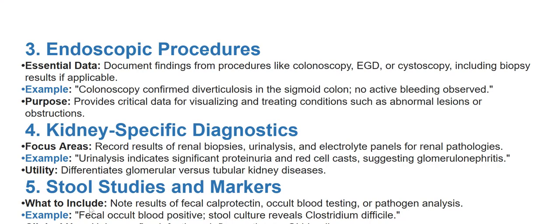Stool studies and markers. What to include: note results of fecal calprotectin, occult blood testing, or pathogen analysis. Example: fecal occult blood positive, stool culture reveals Clostridium difficile. Clinical use: helps confirm infections, inflammation, or GI bleeding sources.